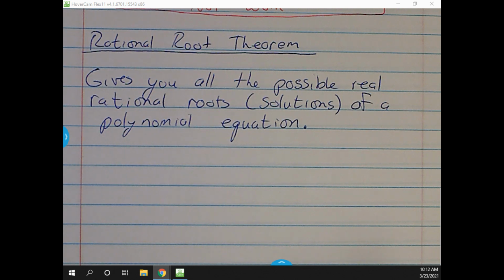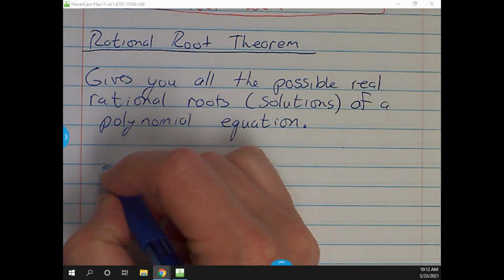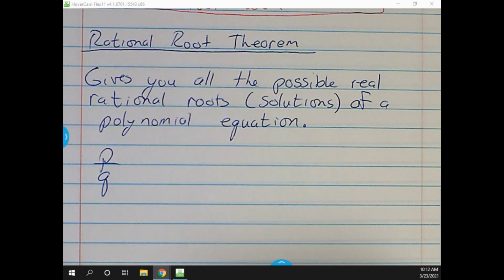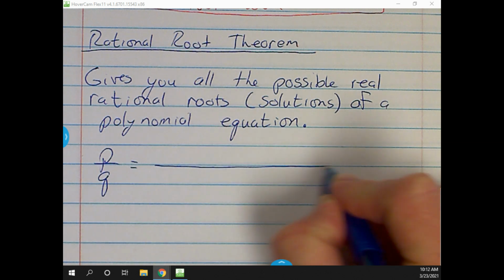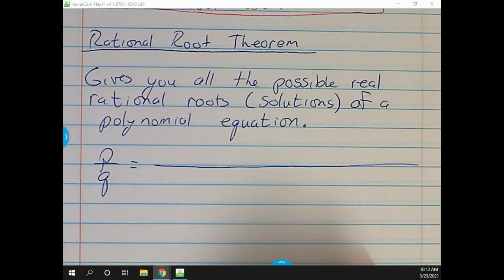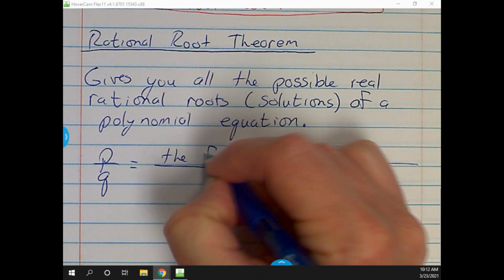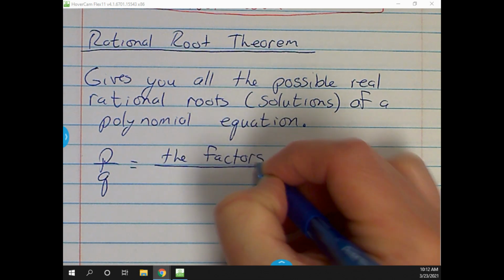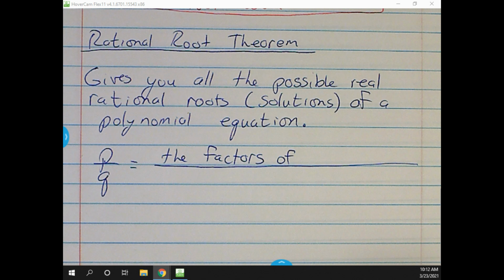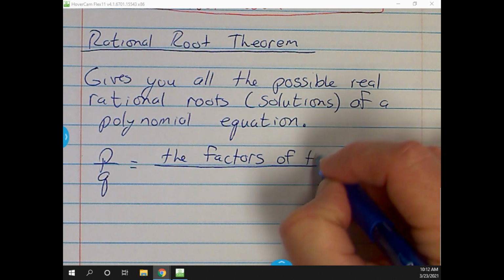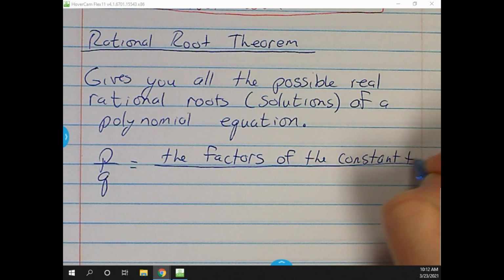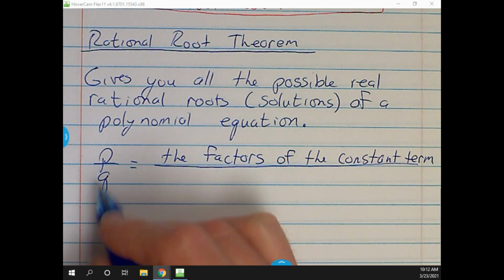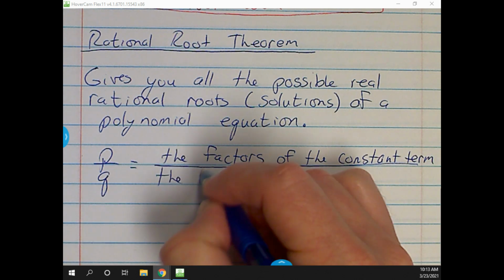Okay, and here's the whole big thing for the rational root theorem. They call it P over Q. And the P is basically this, and this is where, again, math people get to be kind of lazy, and this is kind of their shortcut for this part. This is the factors of the constant term. And then the Q is the factors of the leading term.